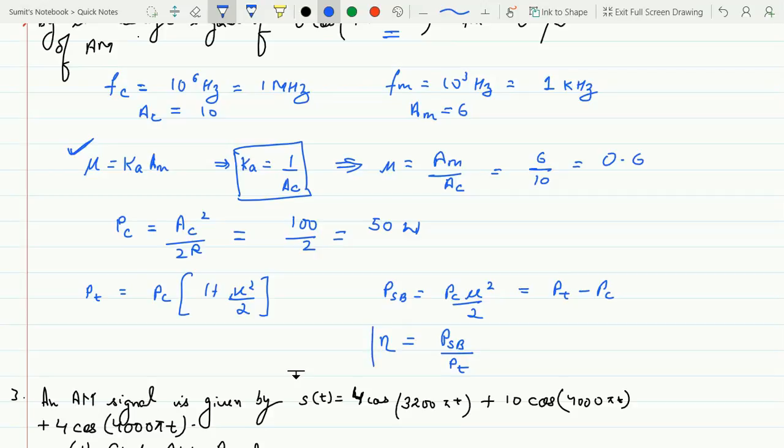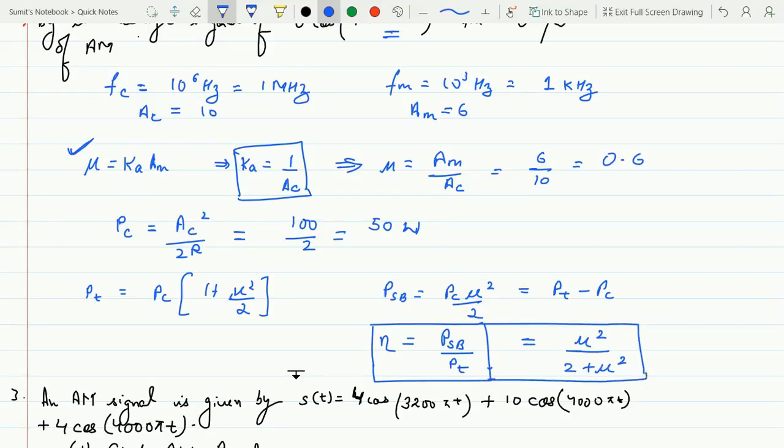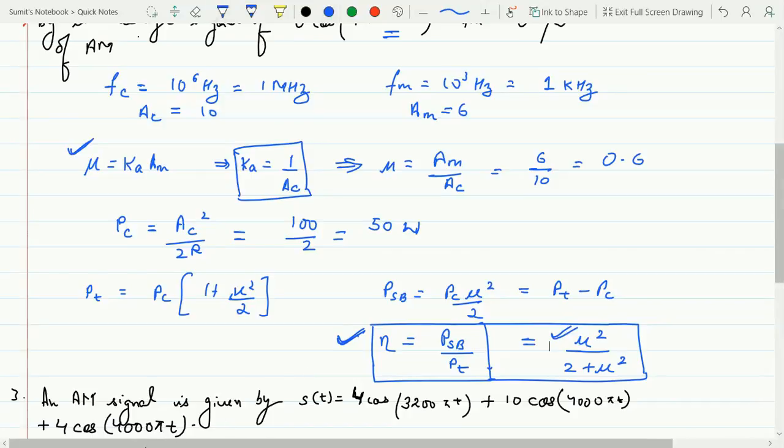So that is your basic formula for the efficiency, but if you remember the formula we discussed, you can also find it by mu square by 2 plus mu square. So it's your wish how you want to solve it. If you don't want to remember this formula, you can use the basic definition of efficiency, otherwise just go for the formula and get the answer directly. So that was your second question.